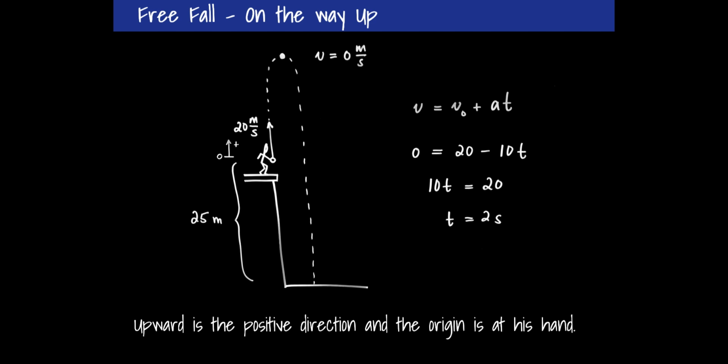This is Slim. Slim is standing on the roof of a building, and he's going to throw a ball upward with a velocity of 20 meters per second. You can see I drew it on the diagram here.